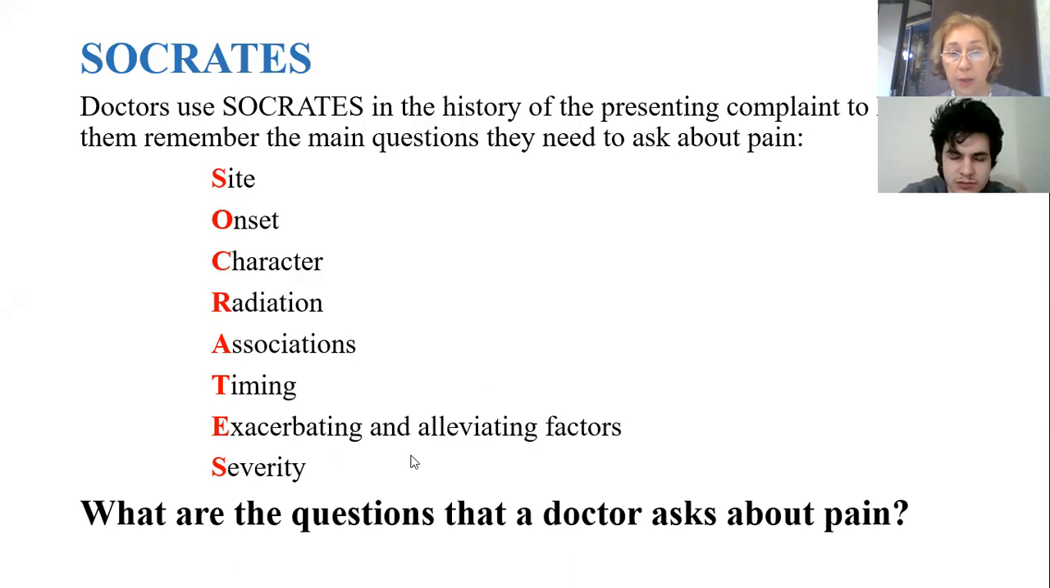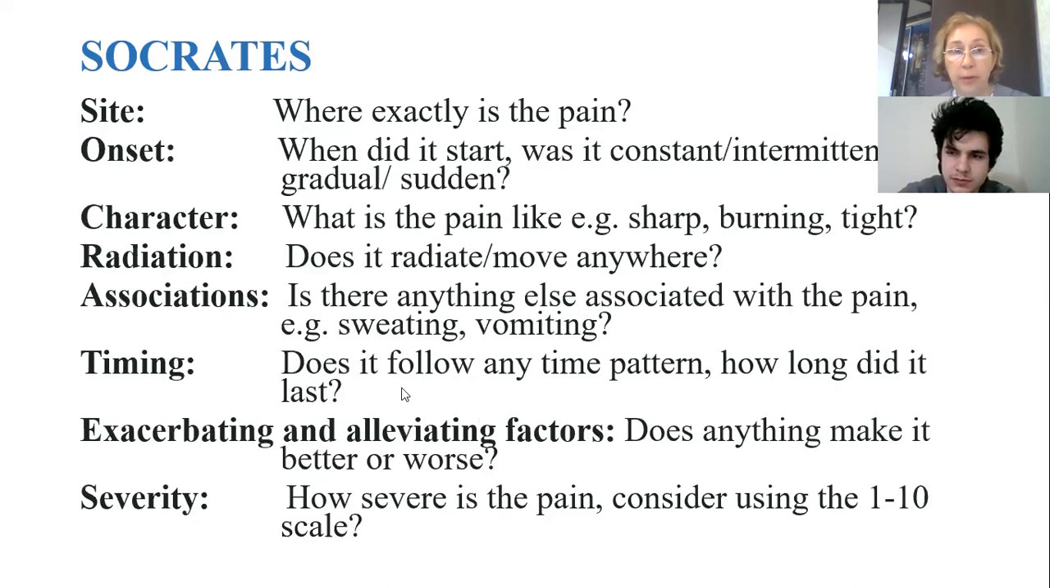Okay, exacerbating and alleviating factors. Is there anything that worsens or relieves the pain? Great. And severity. Severity of pain. How bad the pain is, right? So, how severe, how strong is the pain? Actually, these are the questions here.